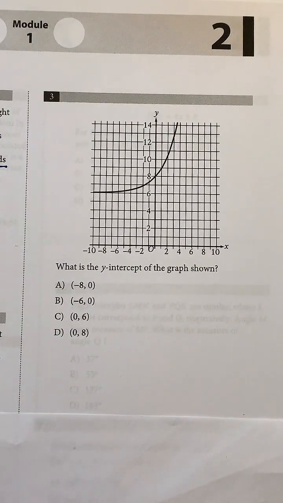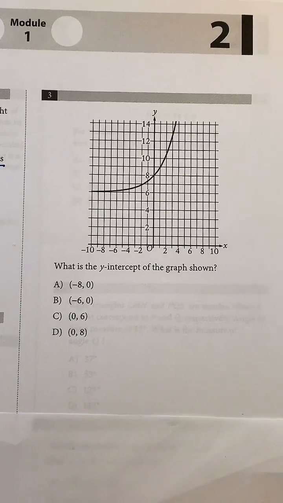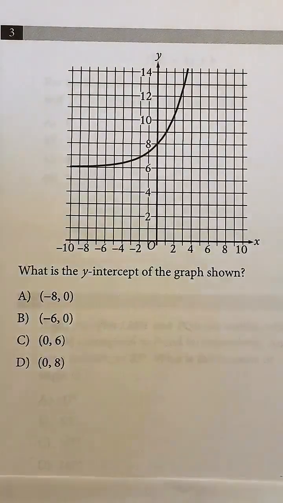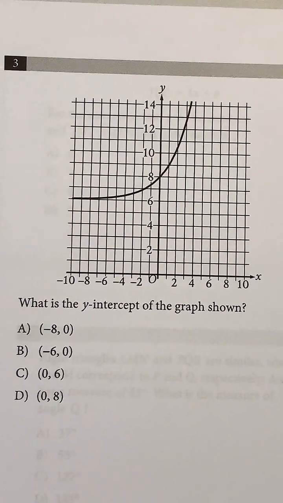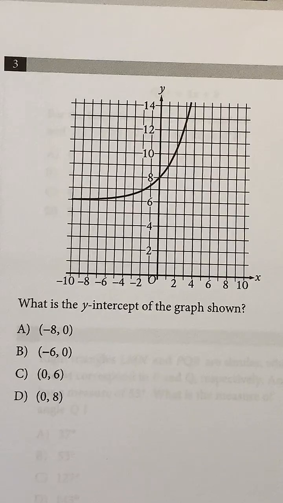All right, so here we go for the next one. What is the y-intercept of the graph? Let me make the graph a little bit bigger so you guys can see. So what is my y-intercept? Is it A, negative 80? Is it B, negative 60? C, 06? Or D, 08?